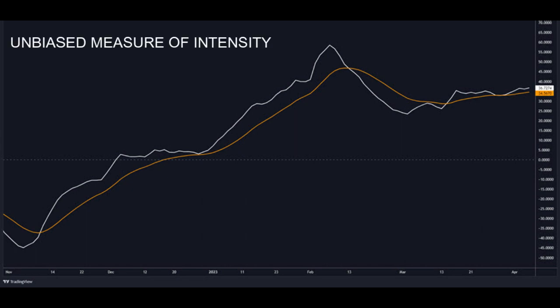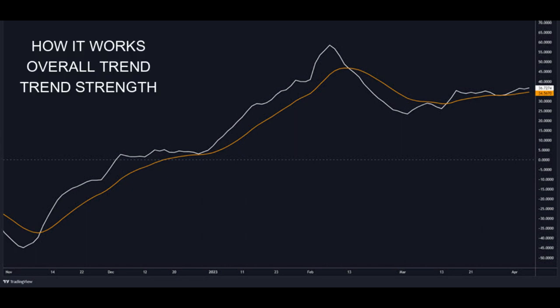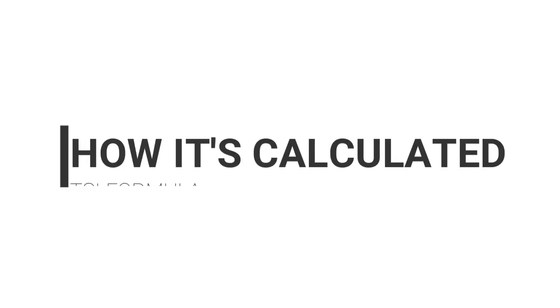It does provide an unbiased and a pretty effective way to measure the intensity of price action. So this can help you make better decisions about when to initiate or close a trade or even trade at all. So you've got to understand how it works. You have to understand the overall trend of the instrument and the strength of that. So understanding all the indicators that you use is pretty important.